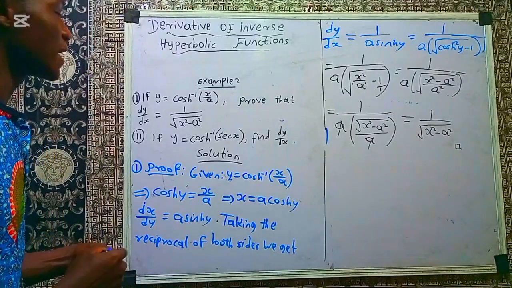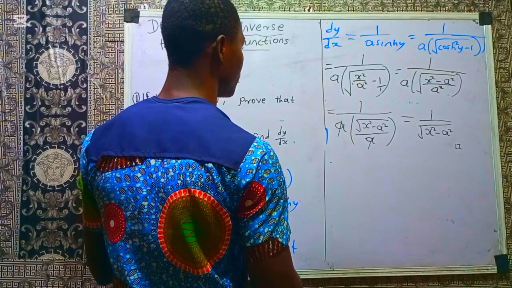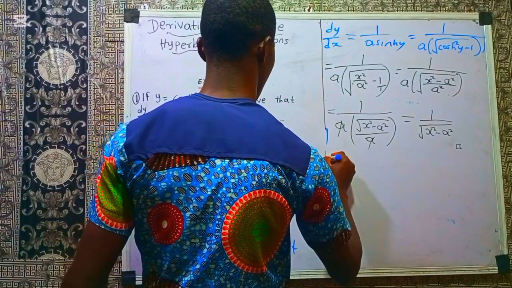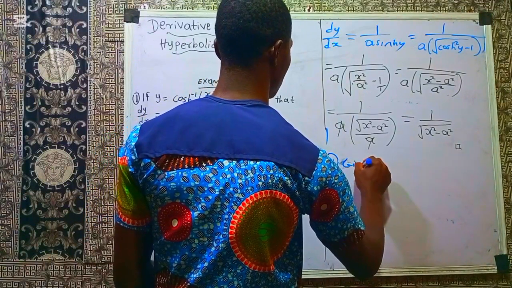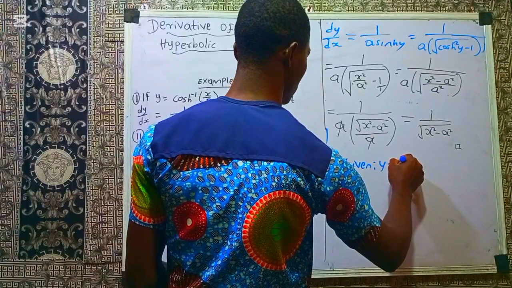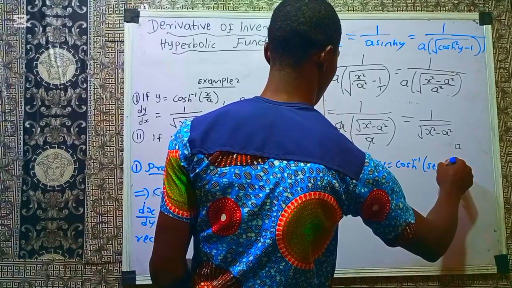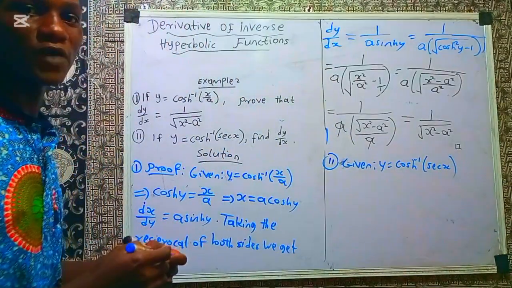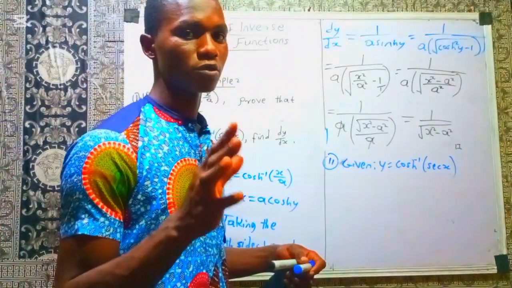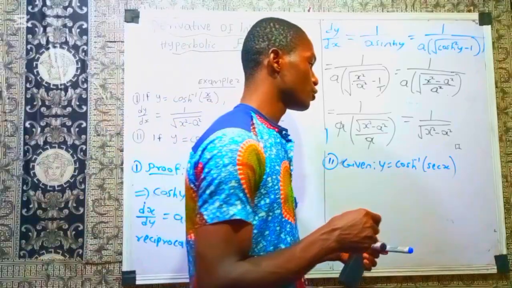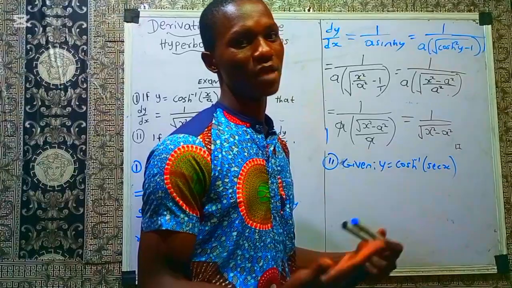So the next thing is to solve the second question. For question II, we are given that y is equal to hyperbolic cosine inverse of sec x. So this is what is given to us, and we want to find the derivative of y with respect to x. So we are going to use what? Chain rule. For the chain rule, you differentiate the quantity inside, then differentiate the quantity outside and multiply both, right?